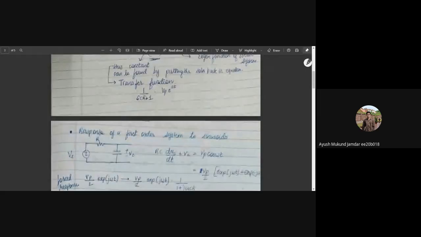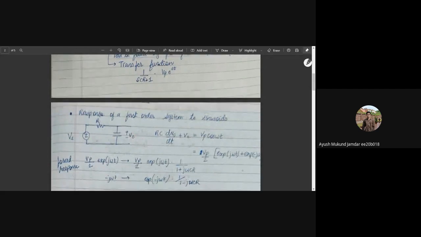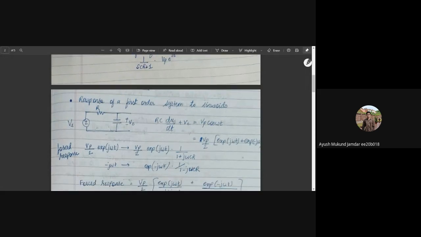But what if we now have the input voltage as a sinusoid, let's say Vp cos omega t? Then there are two approaches to this. First, going through the differential equation once again, and the other way being using what we just saw, that is, giving it an input of Vp by 2 times exponential j omega t plus exponential minus j omega t. This is effectively cos omega t, but we just saw how the system behaves towards the exponential signal, so this might be easy to figure out.